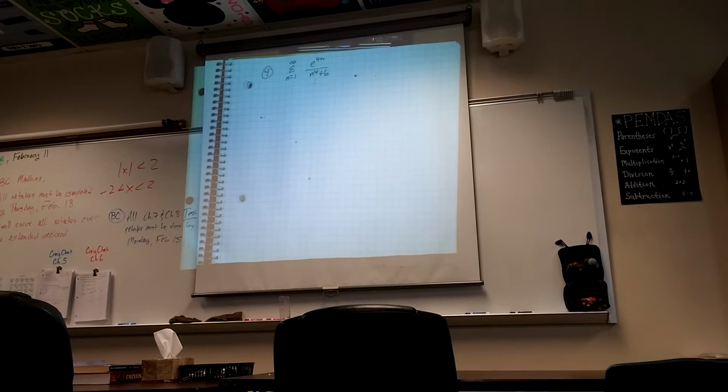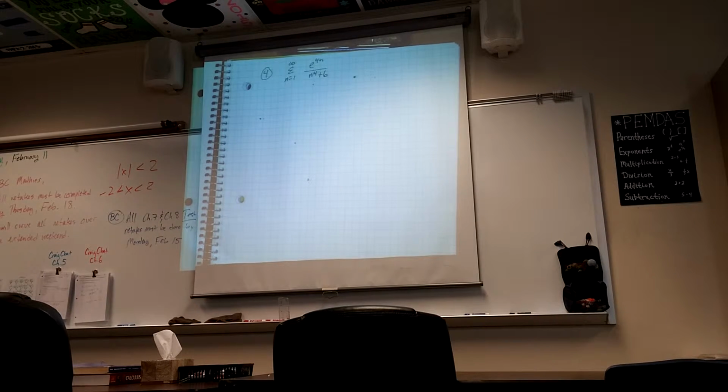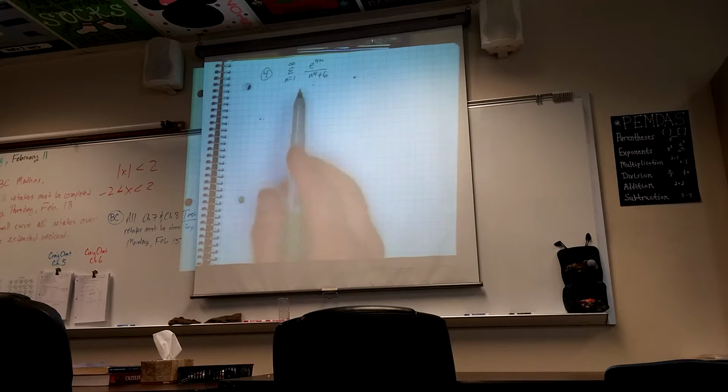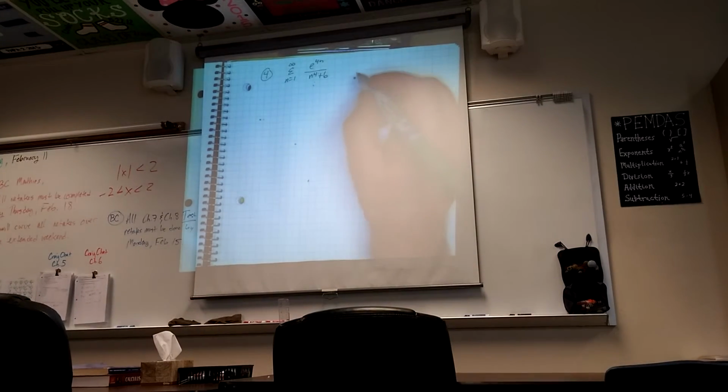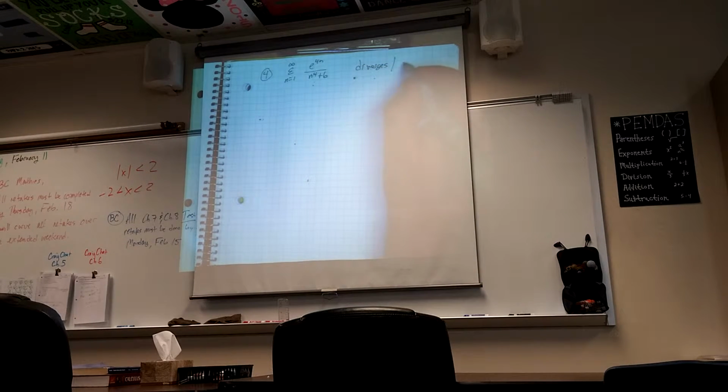Divergence test. The top function, exponential, is going to grow faster than any polynomial, eventually. So therefore, the terms diverge because they're getting larger instead of smaller. That's it. Divergence, or diverges by the divergence test, or nth term test.